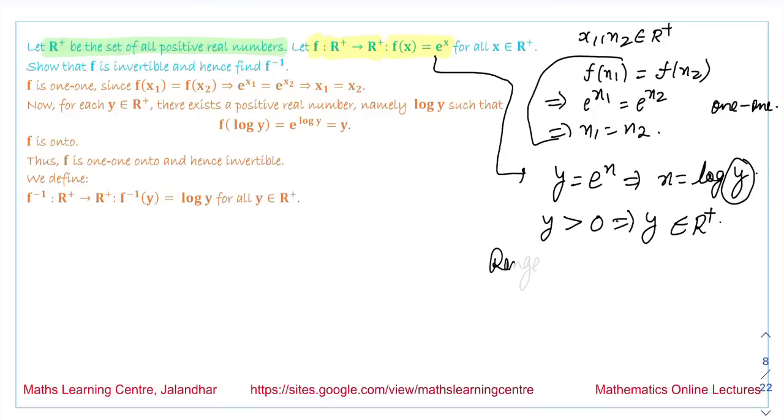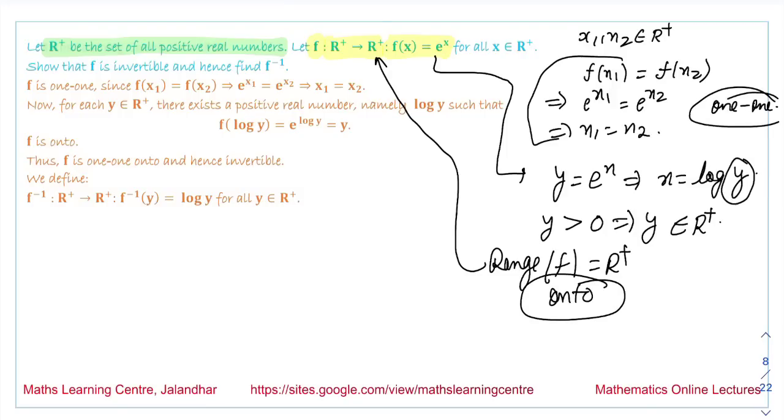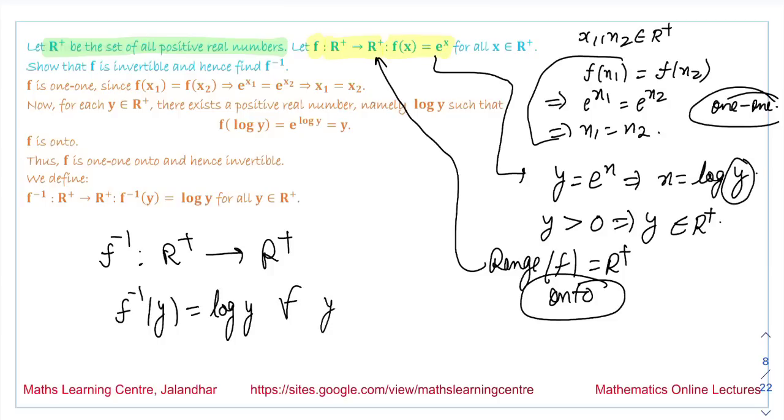So the range of this function f is equal to the set of all positive real numbers, and that is equal to the codomain of this function f. Hence this function is also onto. We have that this function is 1-1 as well as onto. It means this function is invertible, and the inverse of this function, f inverse, is defined from R positive to R positive, that is the set of positive real numbers, and it is defined like f inverse of y is equal to log of y for all y belonging to R positive.